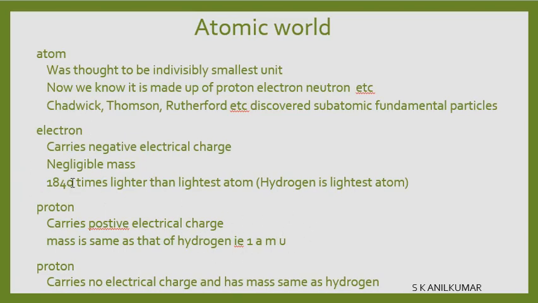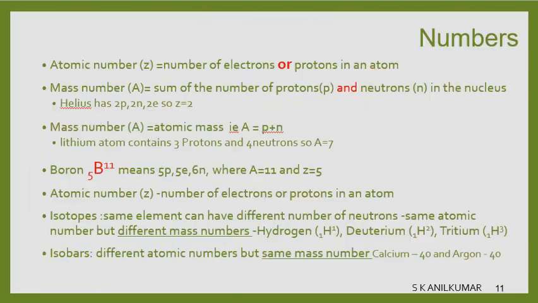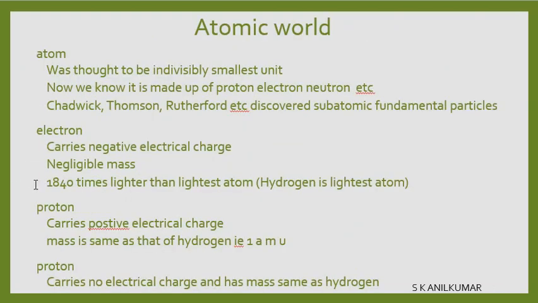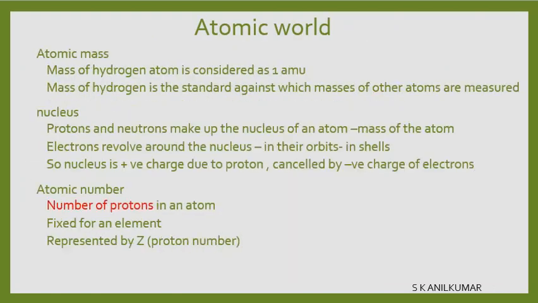Electron is 1840 times lighter than a proton. And then we also know that the neutron is 1.675 into 10 power minus 27 kg. Electron is 9 into 10 power minus 31 kg. Proton is 1.673 into 10 power minus 27 kg, right? And the electron is 1840 times less, right?